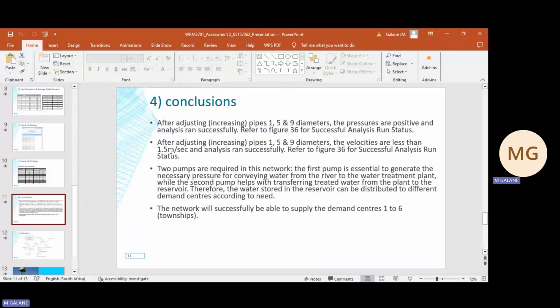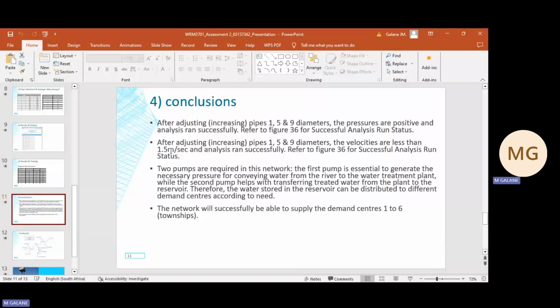So here's the conclusion. After adjusting and increasing pipe 1, 5, and 9 diameters, the pressures are positive and the analysis ran successfully. And velocities as well were found to be less than 1.5 meters per second, and the analysis ran successfully.